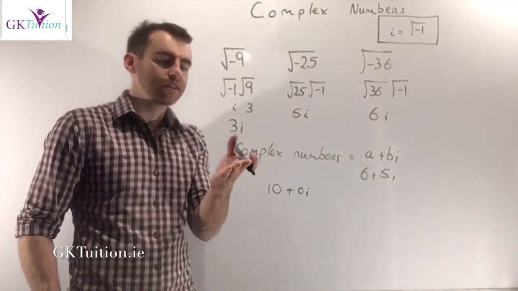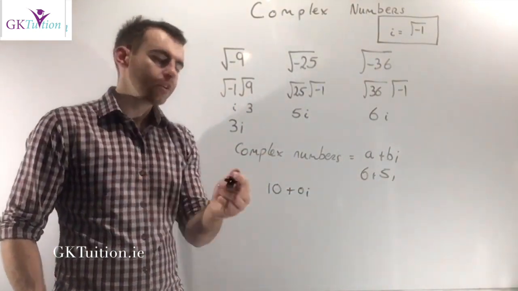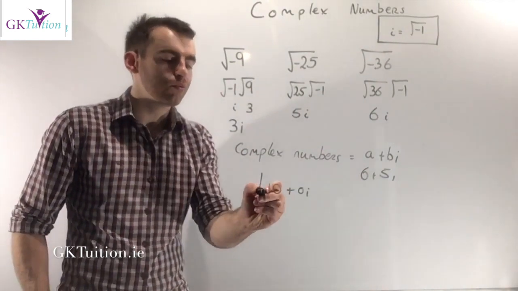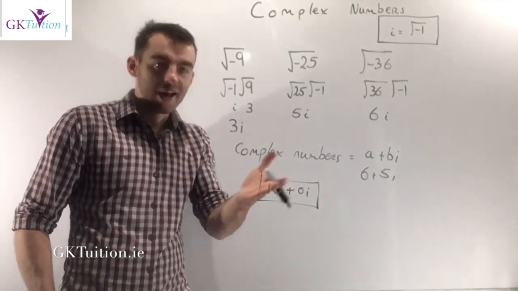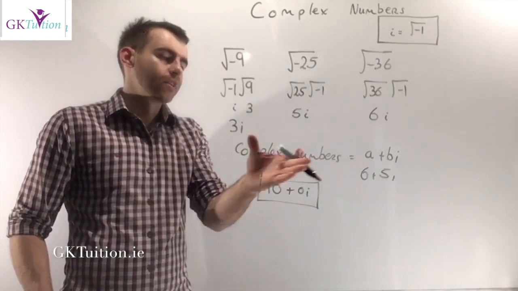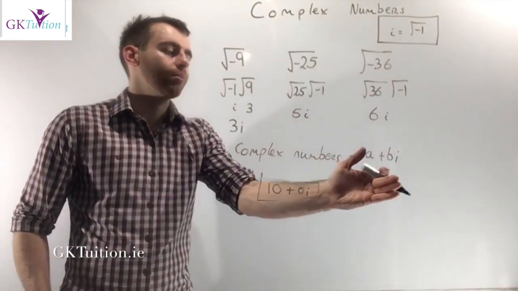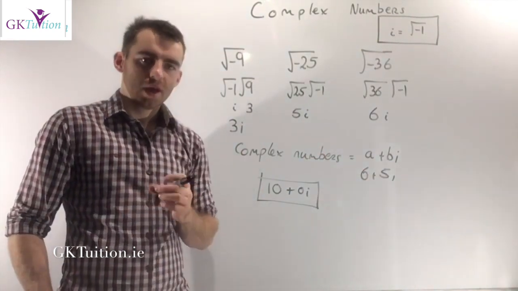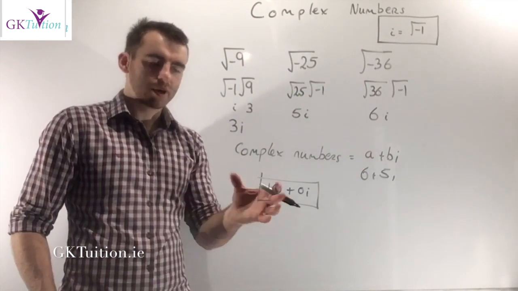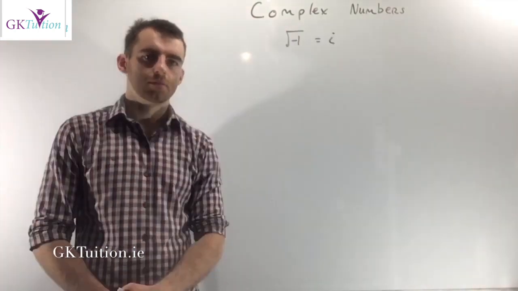10 plus 0i is in the form of a complex number. So every real number can actually be written in this form where you just add in a 0i. And that's where complex numbers come into play, a real element and an imaginary element. So now let's just explore a few more complicated aspects to your complex numbers.